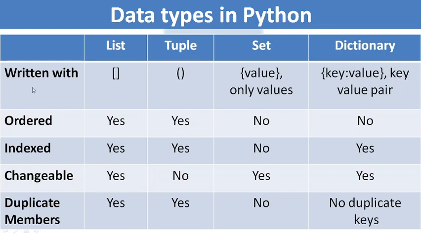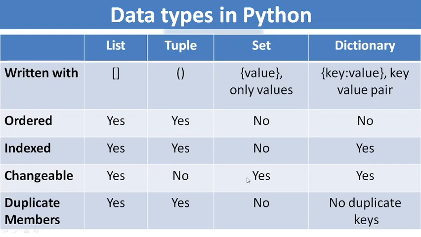Ordered, list is ordered, tuple is also ordered, then set is not ordered, dictionary is also not ordered. Indexed, list is indexed, tuple is indexed, set is not indexed, dictionary is indexed with the key. Changeable, once you create, whether you can add element into it or remove element from it. So list, yes, it is possible. Tuple, it is not possible. Set, it is possible. Dictionary, it is possible.